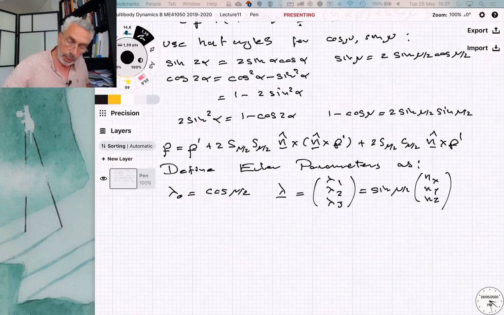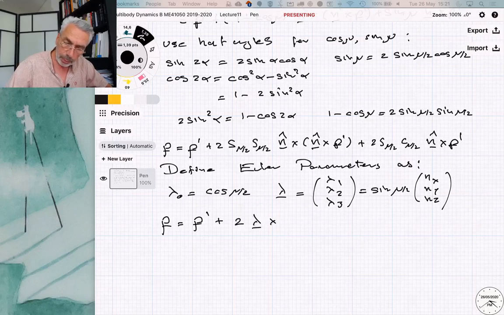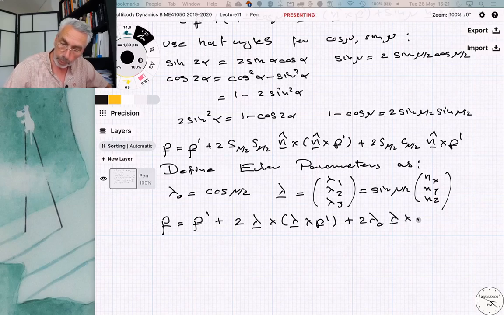Yeah, so let's do that. So then we get p is p prime plus 2 times the lambda cross product with lambda cross p prime plus 2 times lambda 0. Remember, there's this scalar here. And then we have the lambda cross product with p prime.